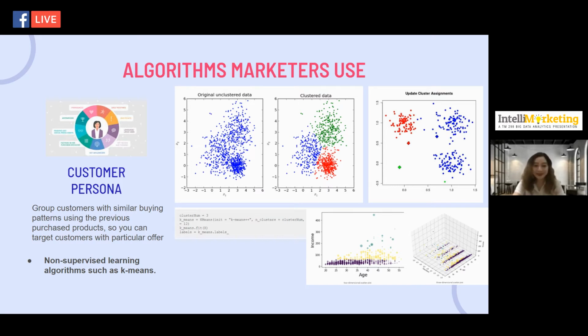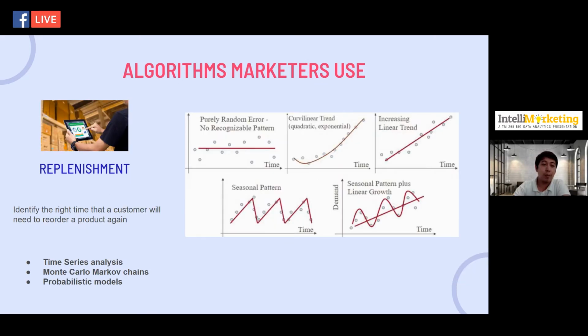Right. Okay, so we can proceed with replenishments. So basically, for marketers, if you would like to understand the right time that a customer will need to reorder a product, you could use time series analysis. So in this graph, you could see different patterns wherein that could help us understand or forecast the future behavior of our consumers. Other examples are Monte Carlo Markov chains and probabilistic models. That would also be helpful for the companies to anticipate the volume required for them to deliver their products to their customers. So, right, that's true.